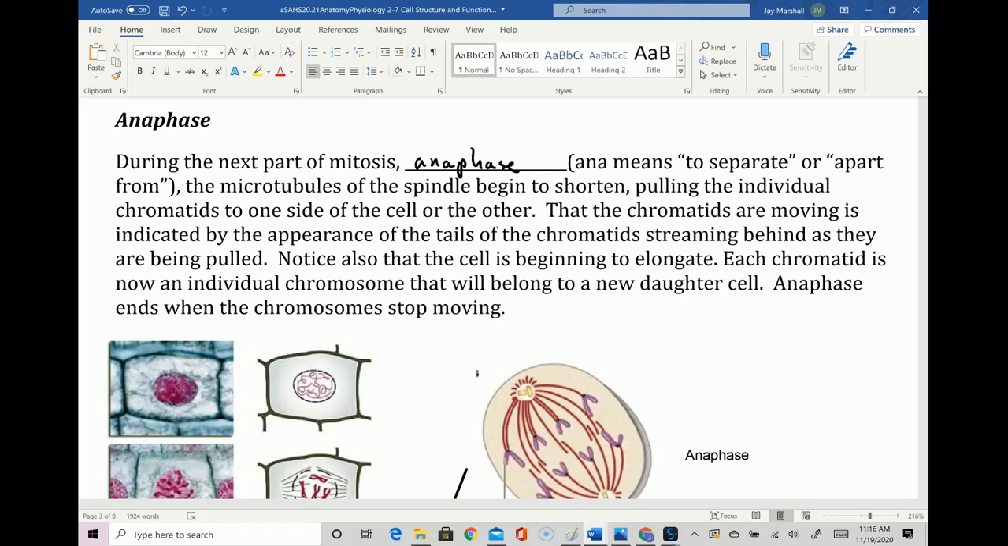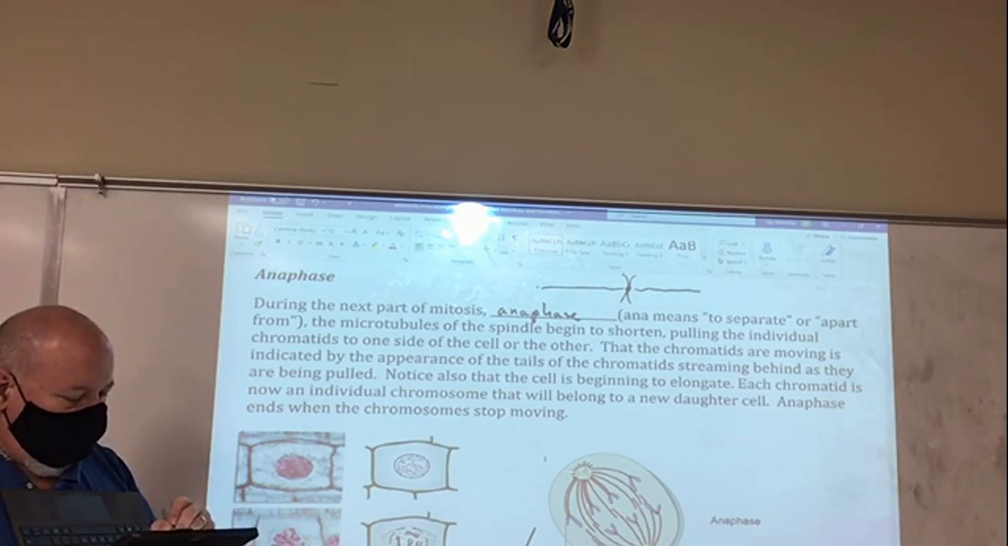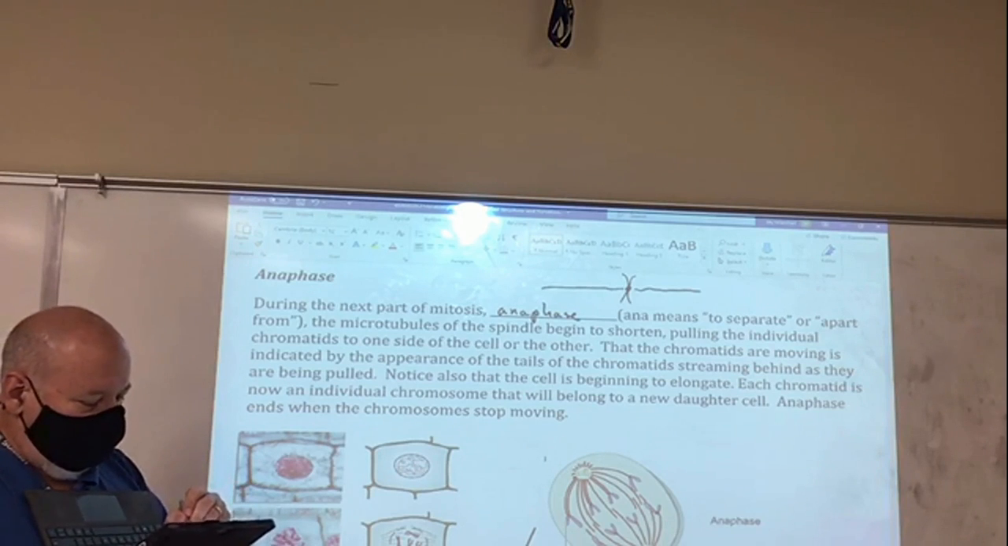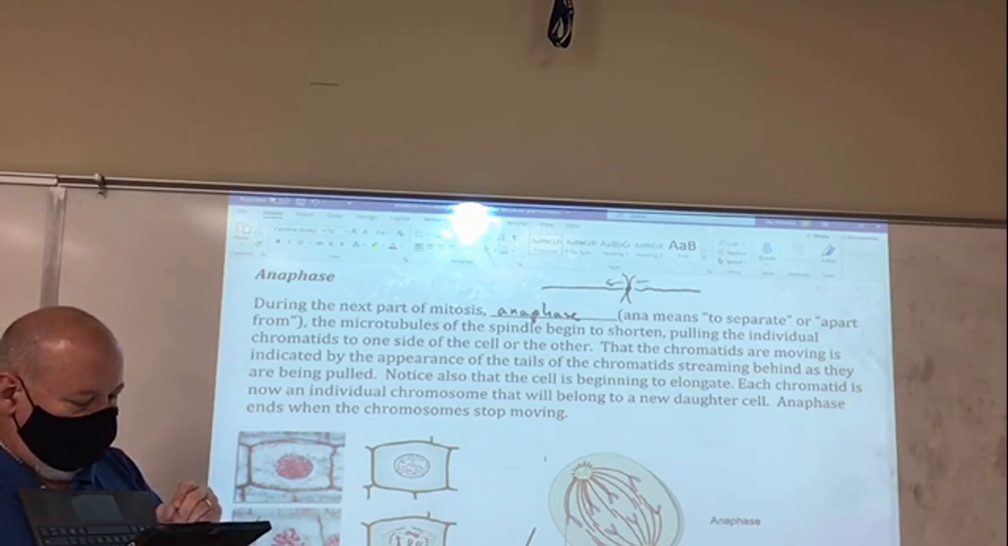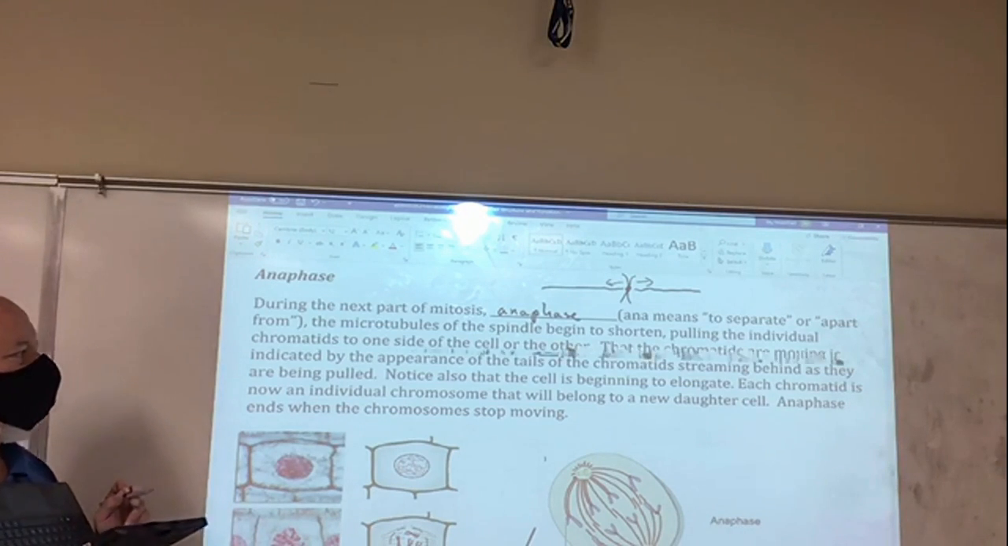And what's going to happen here is that as I have microtubules attached to each of these, the microtubules are going to start to shorten. Okay? They're going to start to shorten from the far end, and as they do that, that's going to exert a force on each of these chromosomes, and it's going to pull the chromosomes apart.